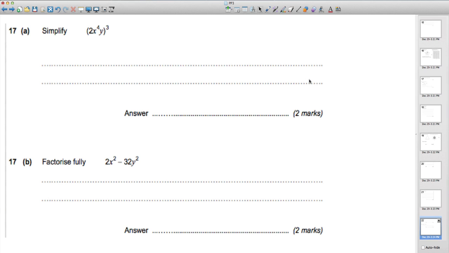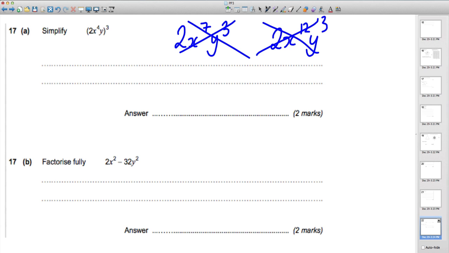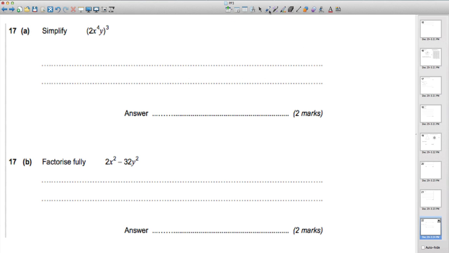2x⁴y to the power of 3. Now, I want you to think here. Students will write 2x⁷y cubed. They will write 2x¹²y cubed, etc. All of these are wrong. I'm going to write the right answer, and then I'm going to explain to you how you can remember it.